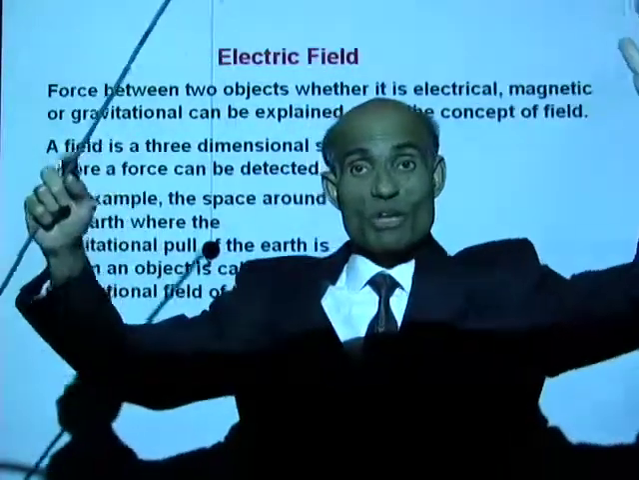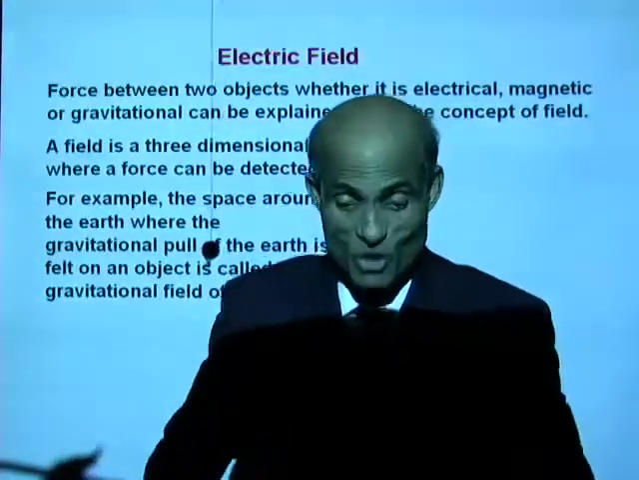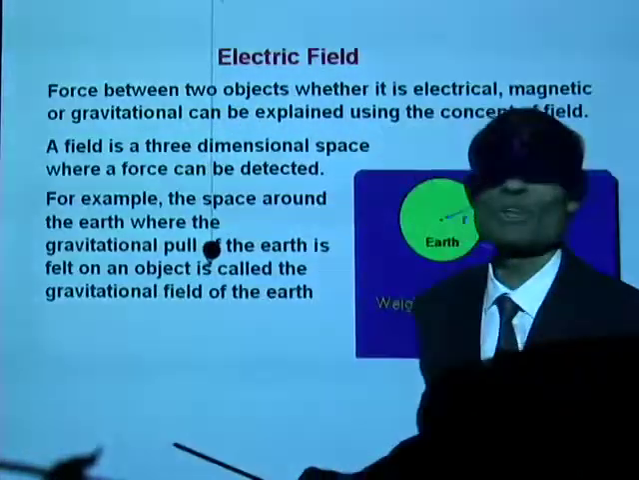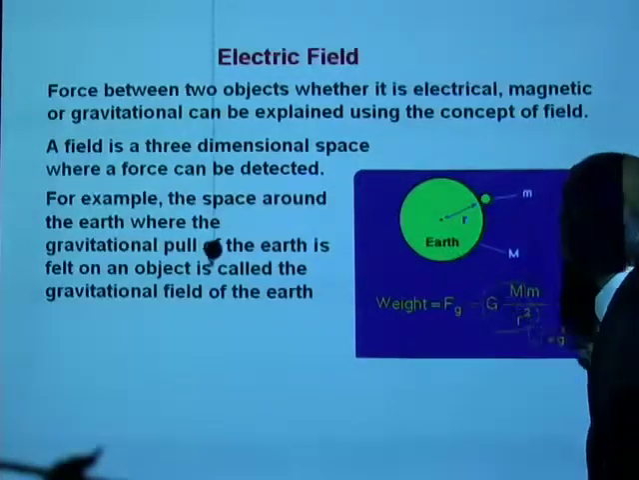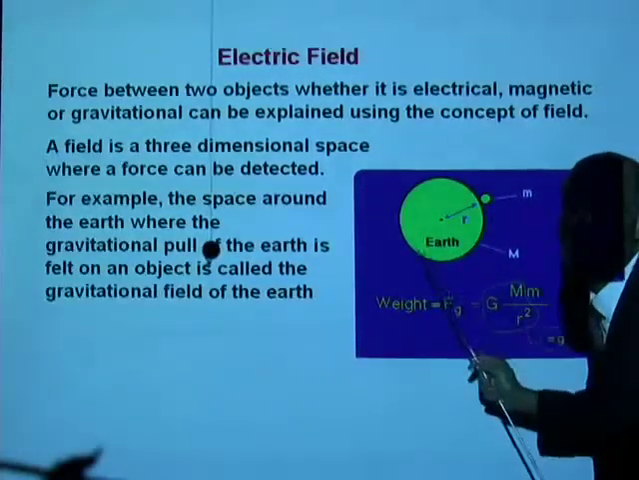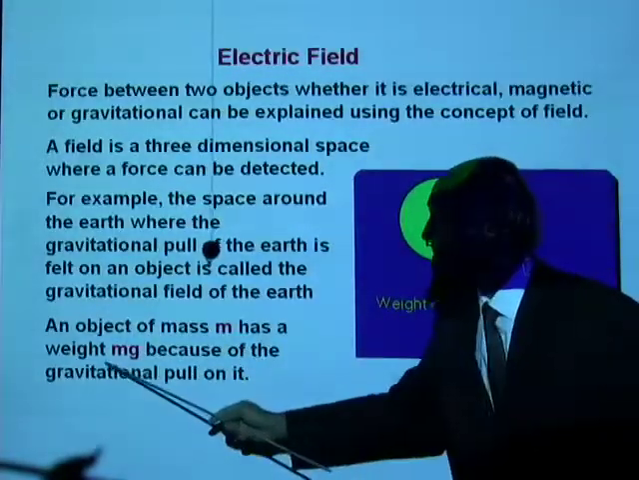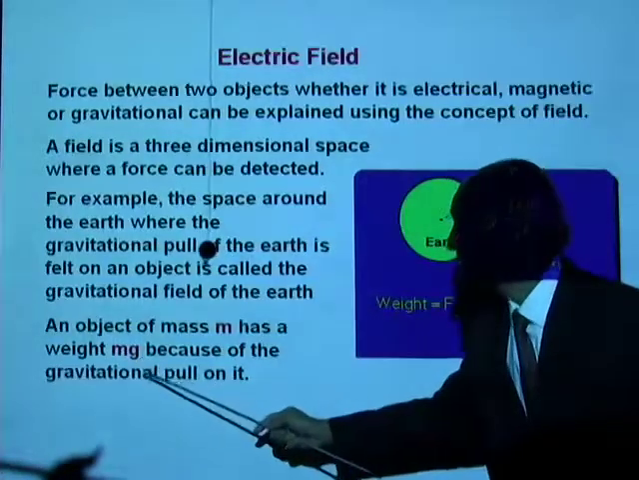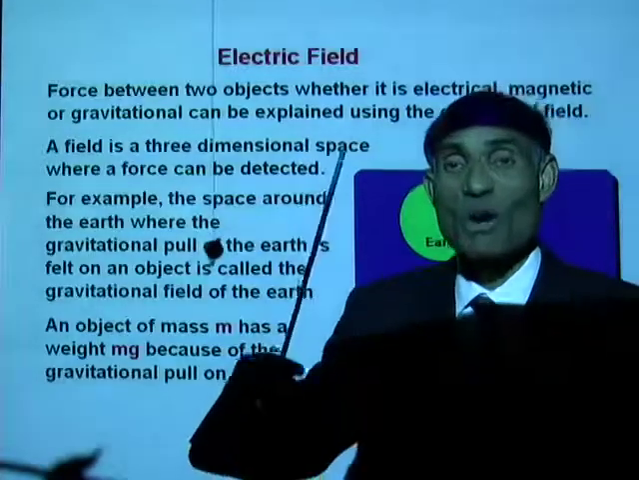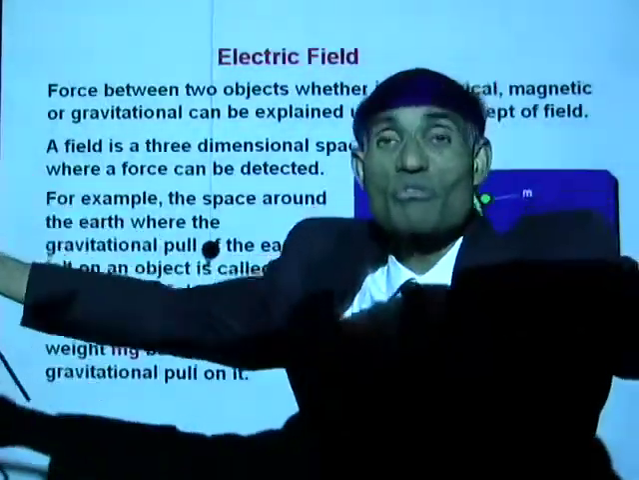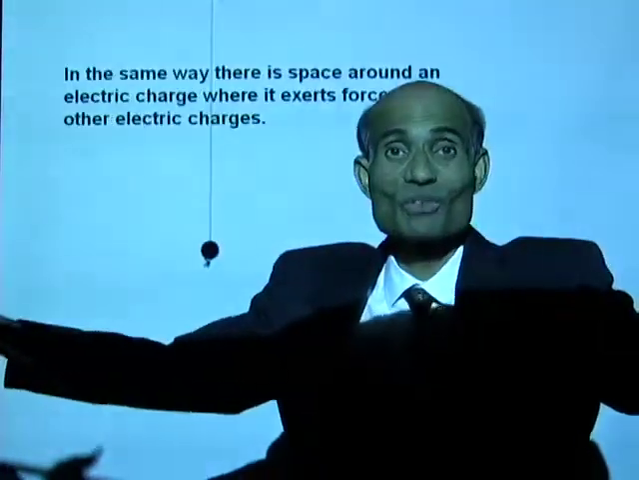The region around the Earth where it will exert force on other objects is called the gravitational field of the Earth. Here I have the Earth, and anything that is placed around it will be pulled towards the Earth because of the gravitational field. An object of mass m has a weight mg because of the gravitational pull. The moment you take the object away from the gravitational field, that object will lose all its weight. There will be no more force on it.